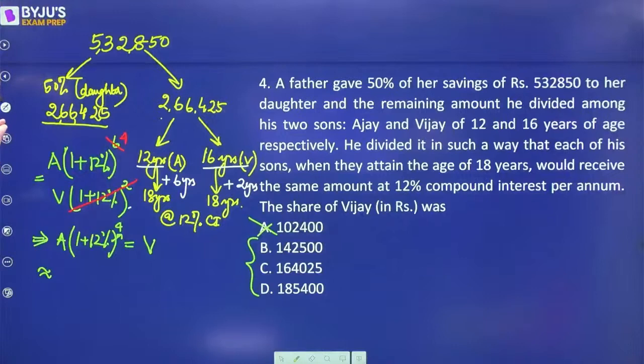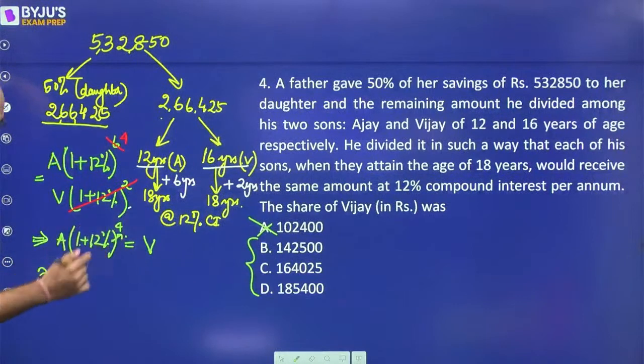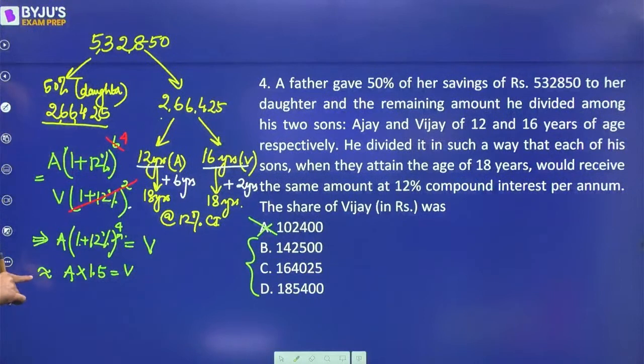48 को आप approx 50 कर लो because answer will be a little more than that. So we can write from here that A into 12 into 4 is 48%. 48% की जगह 50 मान लो आप. 1 plus 50% is 1.5. This is going to be V. ये approximate है. This is not precise.